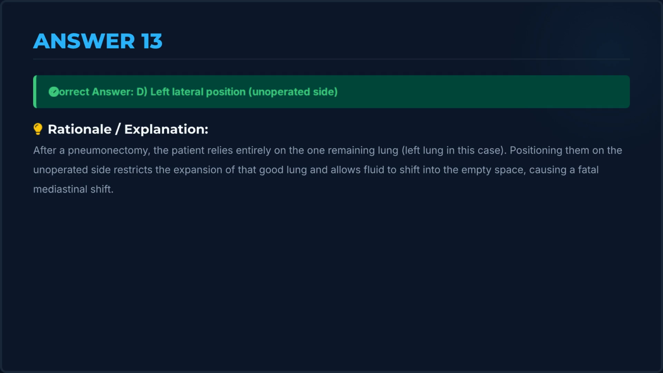Question 13. Following a complete right pneumonectomy, removal of the right lung, which position should absolutely be avoided? The correct answer is A, right lateral position. Positioning the patient on the unoperated side restricts the expansion of the remaining lung and risks a fatal mediastinal shift due to fluid accumulation in the empty space.